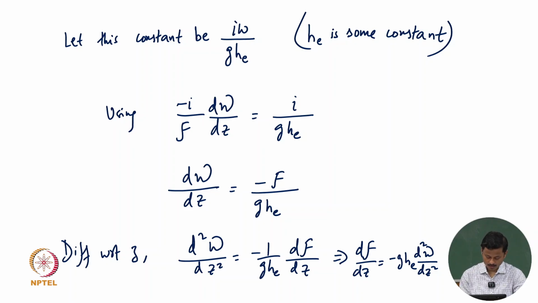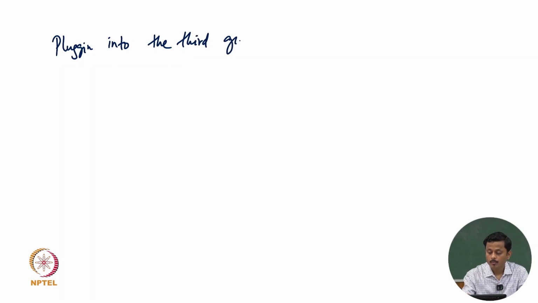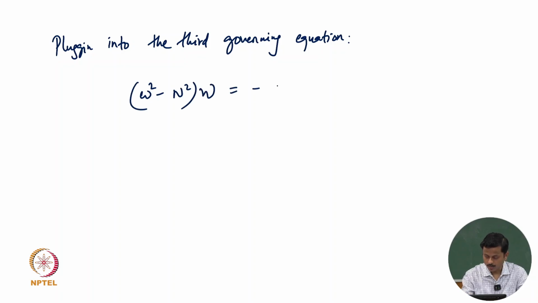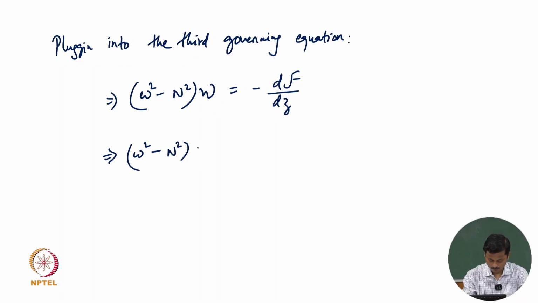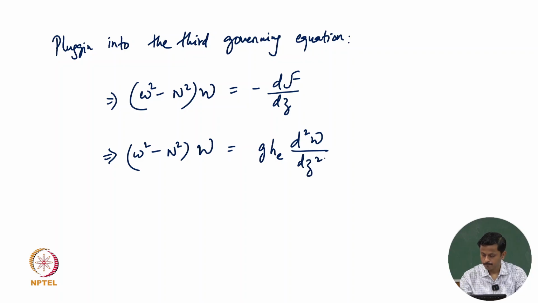Okay, so plugging this into the third governing equation, that is the z momentum equation, we have omega squared minus n squared script w equal to minus del script f by del z, because we know that del f by del z is equal to this constant.